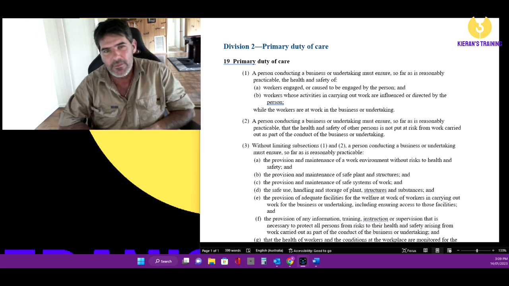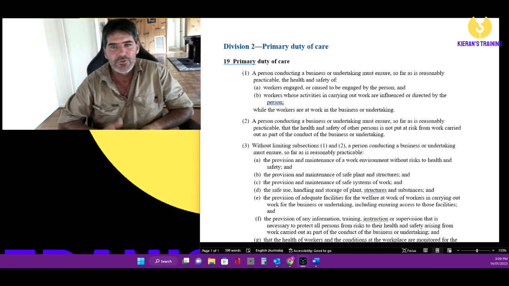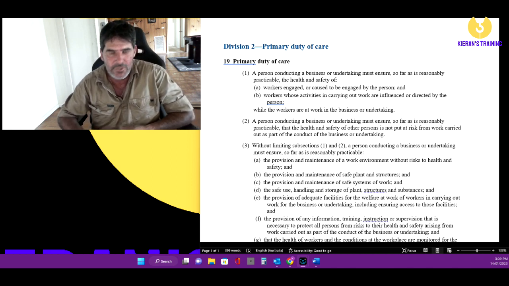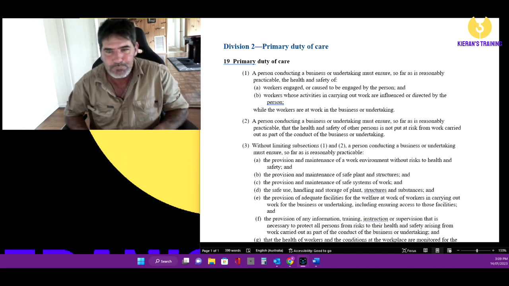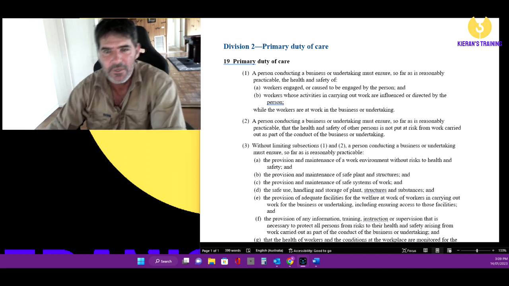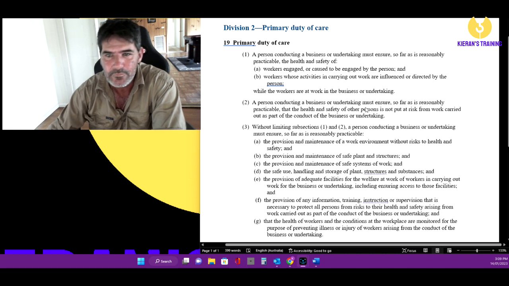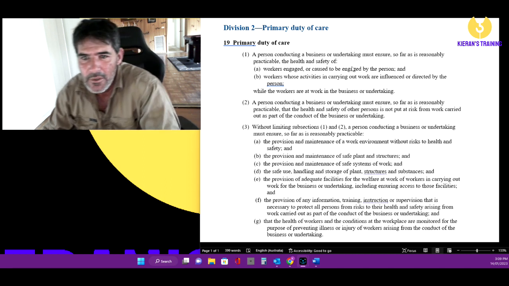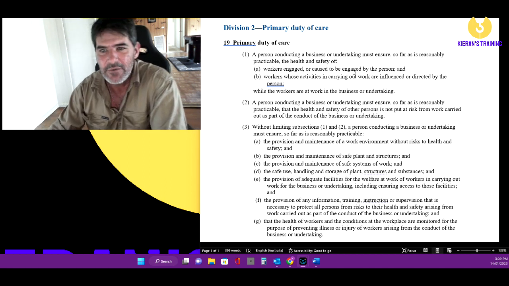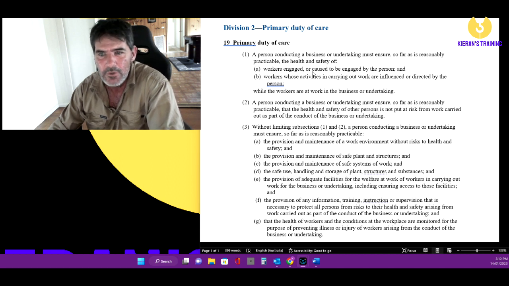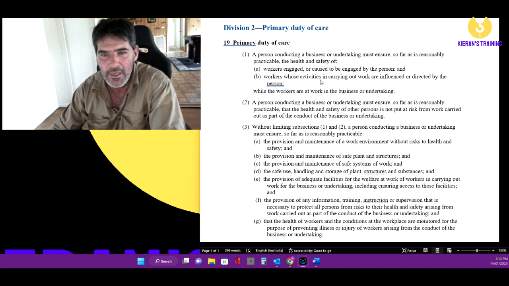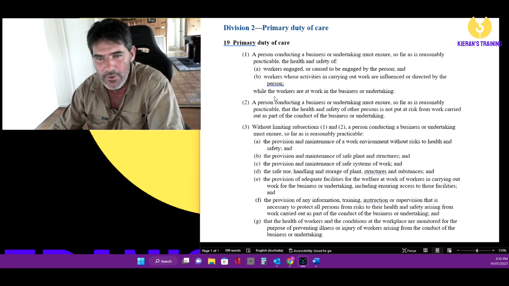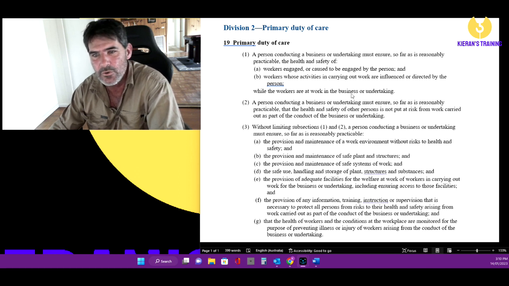When we're talking about the employer, under the WHS Act, the employer is referred to as the person conducting a business or undertaking. So if you see that terminology, it essentially means the employer. So we'll take a quick look at this. A person conducting a business or undertaking, i.e. the employer, so far as reasonably practical, must look after the health and safety of the workers engaged or caused to be engaged by the person, and workers whose activities in carrying out work are influenced or directed by the person while the workers are at work in the business or undertaking.